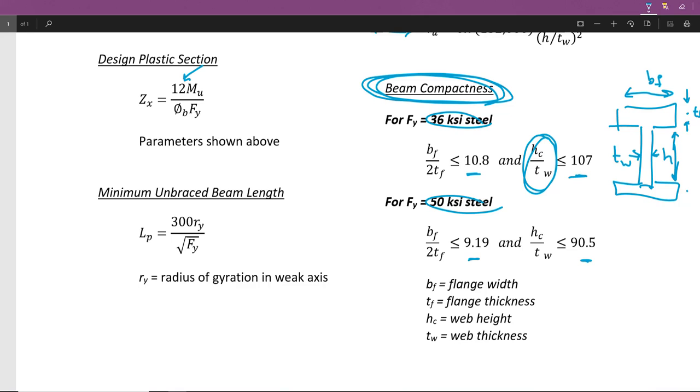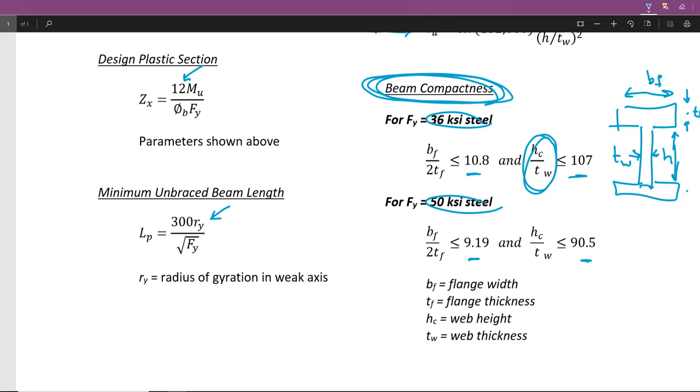The final calculation that we check is another empirical equation that we check, the minimum unbraced length. This is for lateral buckling of our beams. And it's simply 300 times the radius of gyration for the weak axis divided by the square root of the yield stress, or the yield strength. And I'm not going to go through this one in any more detail than that. It's simply grab the radius of gyration, plug in your yield stress.